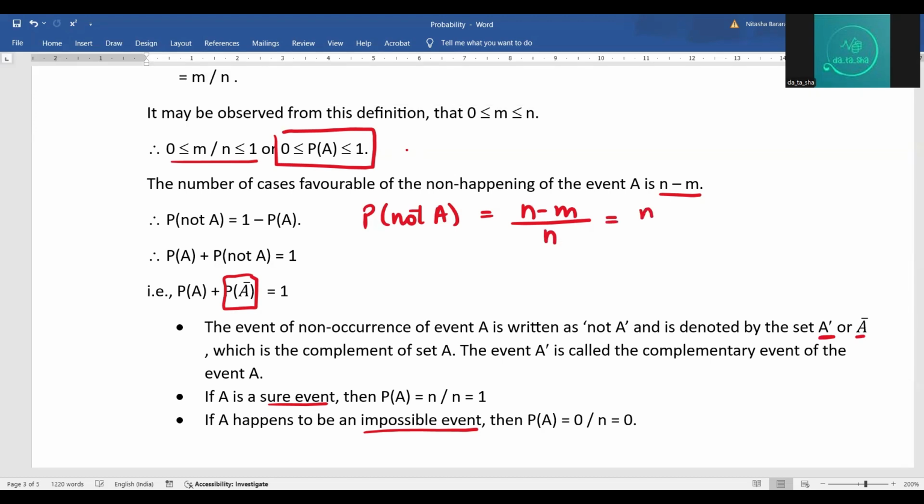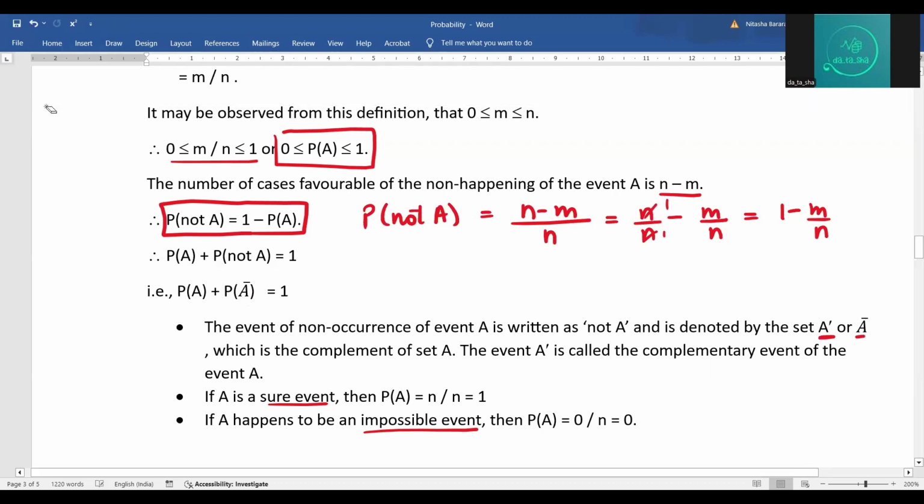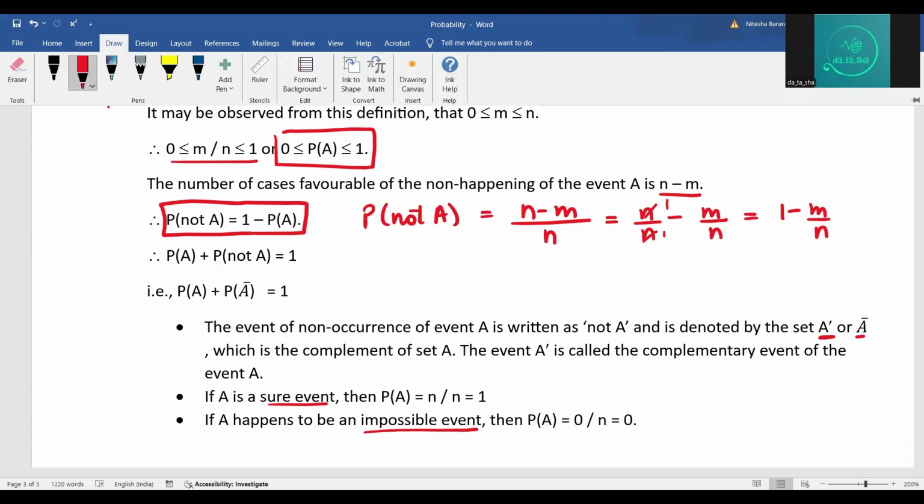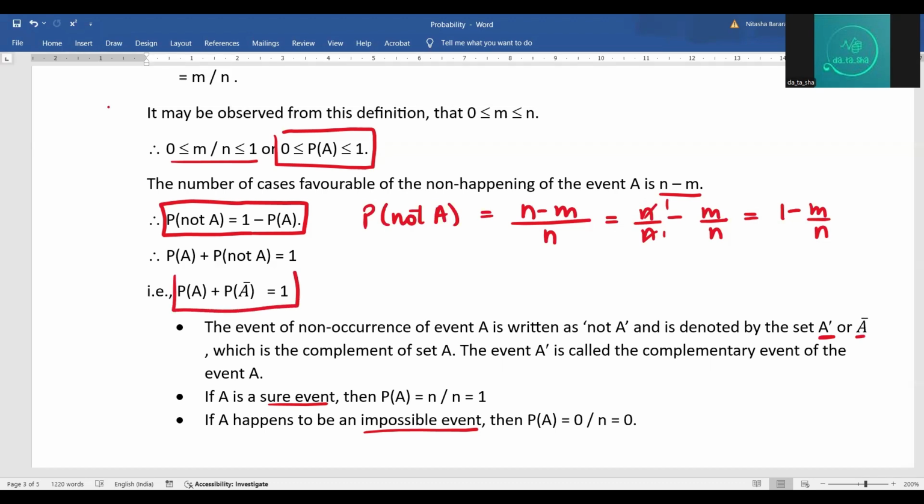So when you write it like this, you will get 1 minus m upon n, and m upon n is nothing but P of A. So that's how we got to know that P of A complement is 1 minus P of A. And from there, we get another property of probability: P of A plus P of A complement is 1.